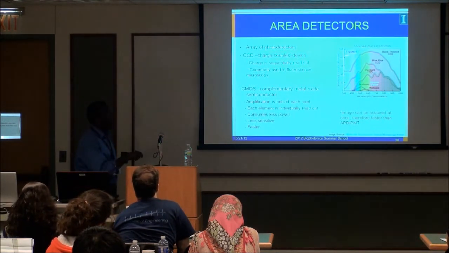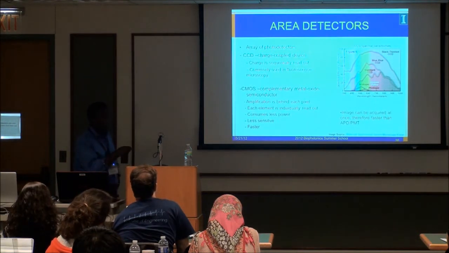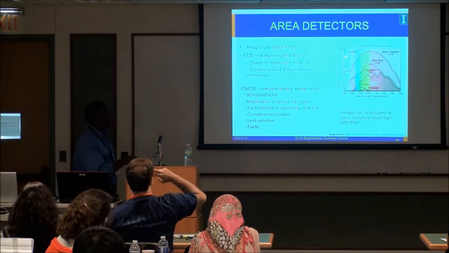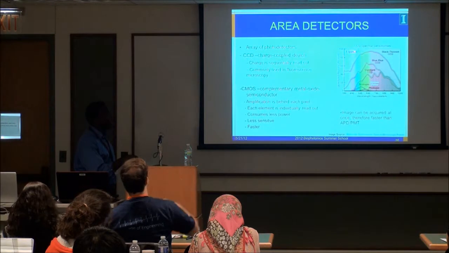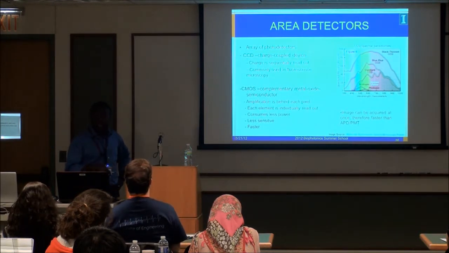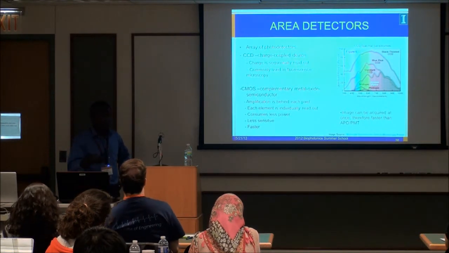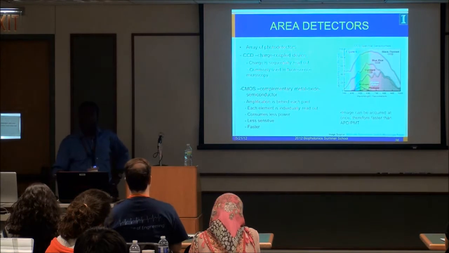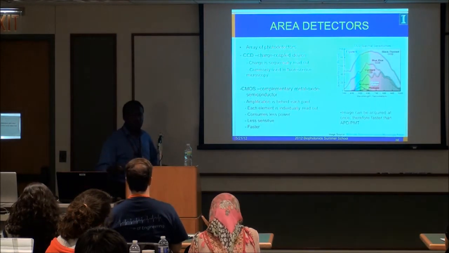Do you add up charges at the end and store them somewhere and interpret them, or do you have some type of charge readout mechanism behind each pixel? CMOS detectors tend to be much cheaper for manufacturing and much faster. The stuff that you use for a webcam, for instance, these are CMOS.